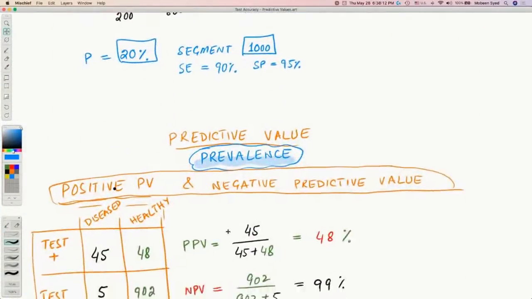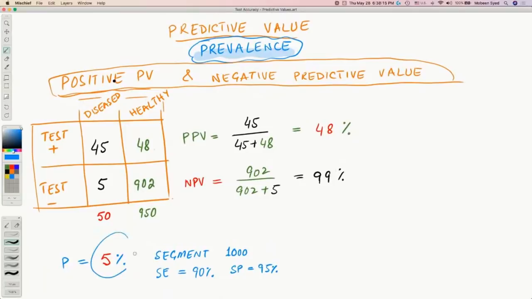Let's go down here and look at it. I have now changed the prevalence to 5%. This is something that is interesting in terms of COVID. With COVID, we are saying prevalence may be 2% to 5%. So let's see what happens. Same slice of society, 1,000 people, same test, sensitivity 90%, specificity 95%, but prevalence is reduced to 5%. That means out of these 1,000 people, 50 are sick and the remaining 950 are healthy.